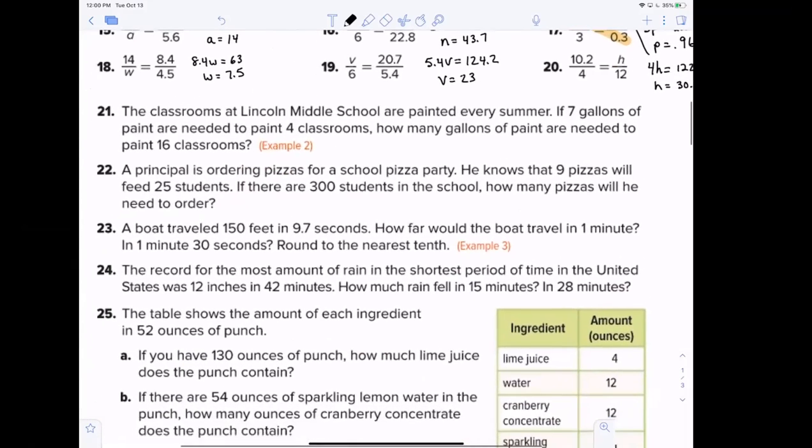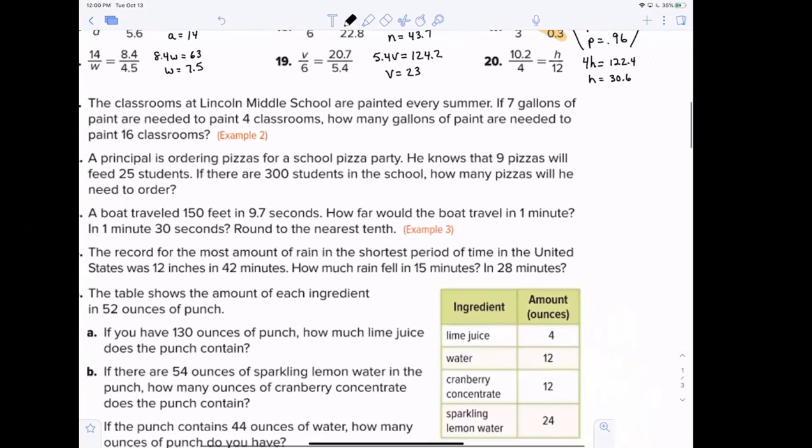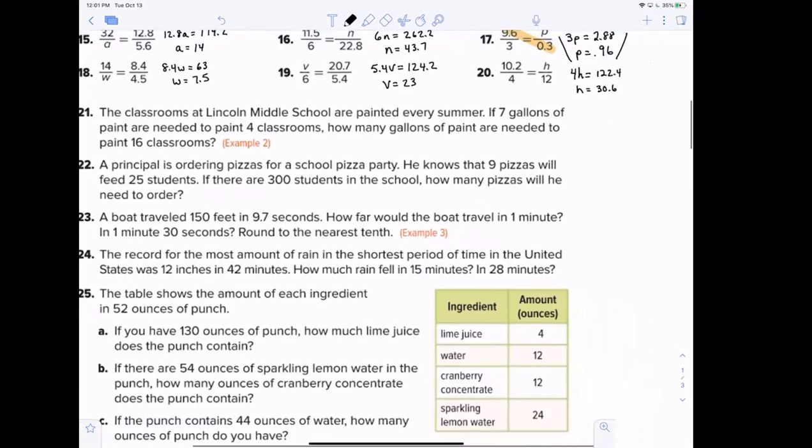Tyler, you get to do the word problem. Go. Read it to me. Classrooms at Lincoln Middle School are painted every summer. If 7 gallons of paint are needed to paint 4 classrooms. So what's the ratio? Gallons to classrooms. How many? 4. Does everybody see that? That's perfect. Anybody have any questions with that?